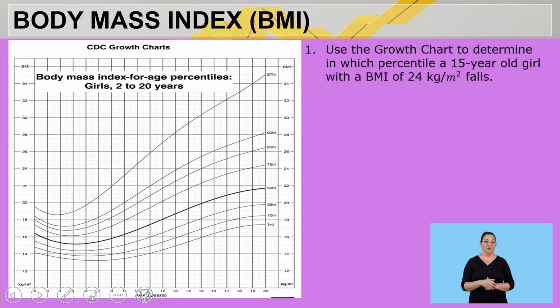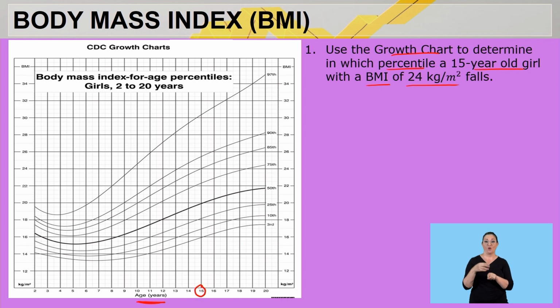So number one here says, use the growth chart to determine in which percentile a 15-year-old girl with a BMI of 24 kilograms per square meter falls. We know with a growth chart, it works exactly like any other graph, right? Where we have the 2 points, basically variables, and where they meet or intersect, that's your point of intersection. So in this case, we have a 15-year-old girl, right? So let's find the age. Here, can you see age in years? And there is 15, right?